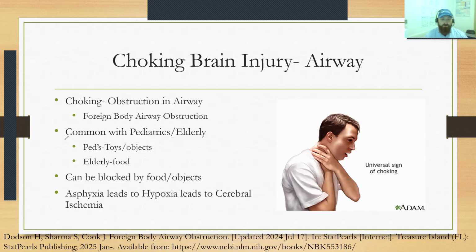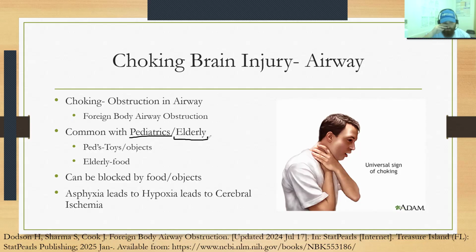And where do we usually see choking? Well, we see choking is quite common with pediatrics, so younger children, you might say. But we also see this in elderly patients as well, and elderly clients and elderly members of an organization. So these are things we need to keep in mind about a patient population.